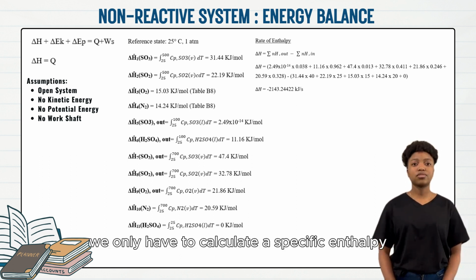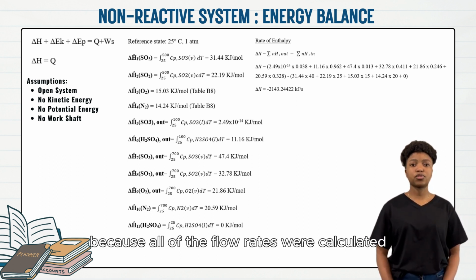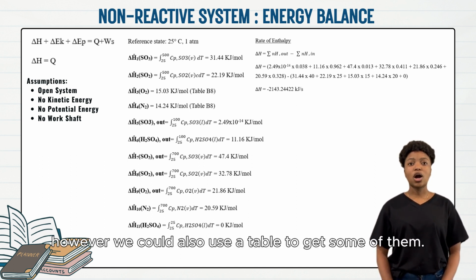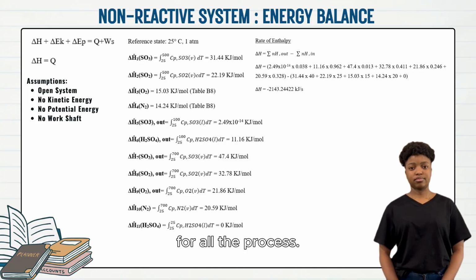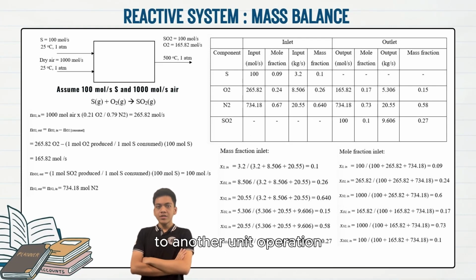In this part, we only have to calculate the specific enthalpy because all of the flow rates were calculated in the mass balance. However, we could also use a table to get some of them. To finish the process, we calculate the rate of enthalpy for all the components. Now we proceed to another unit operation, which is the reactor.